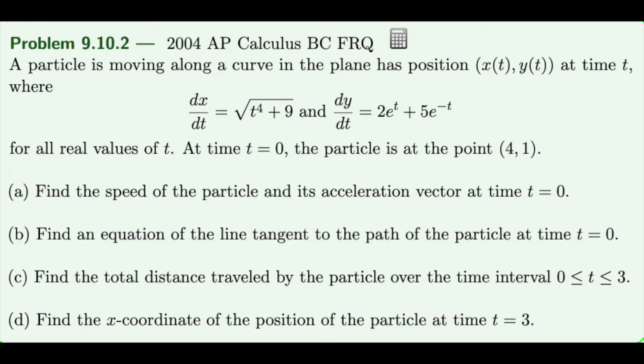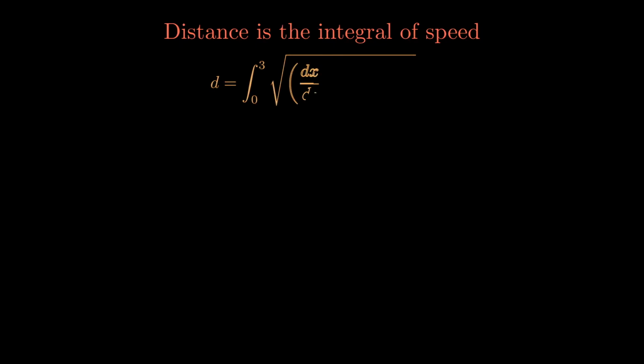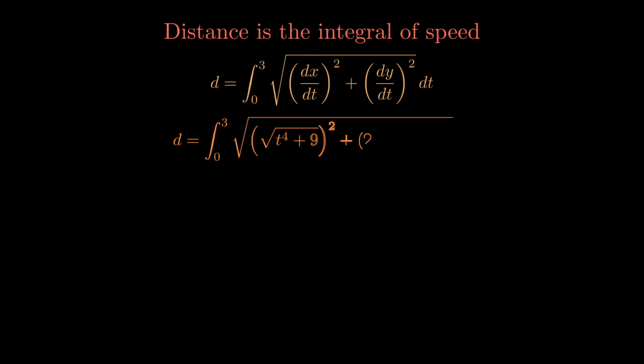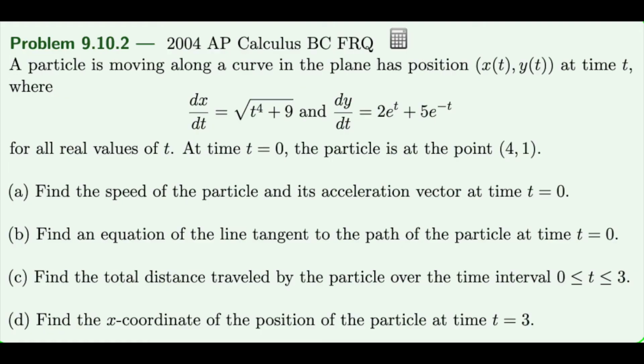Now in part C, we want to find the total distance that this particle travels from time t equals 0 to time t equals 3. So we simply use our formula. We integrate the speed. So we integrate the square root of (dx over dt) squared plus (dy over dt) squared. We plug in our expression for dx over dt and our expression for dy over dt, and we simply use our calculator. We put this all into our calculator and we can find that the distance is 45.226.